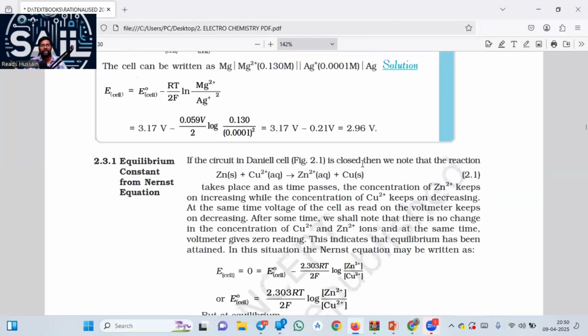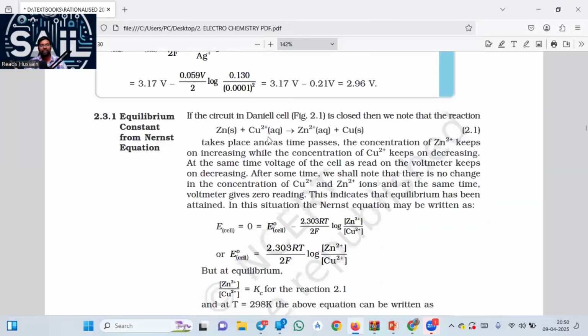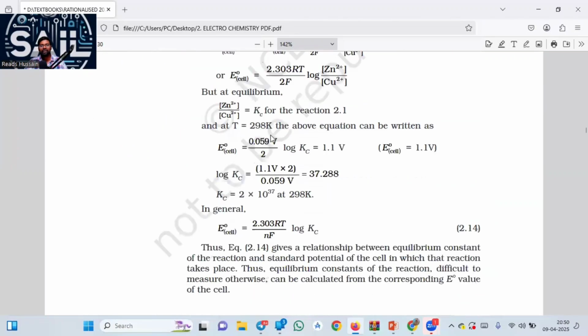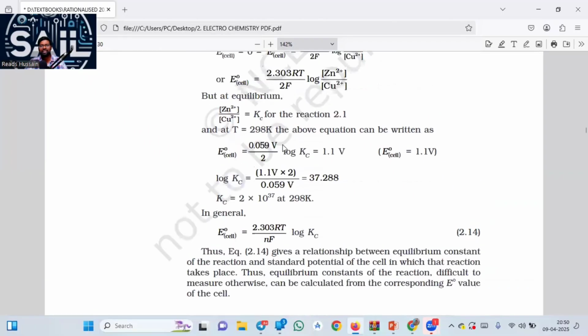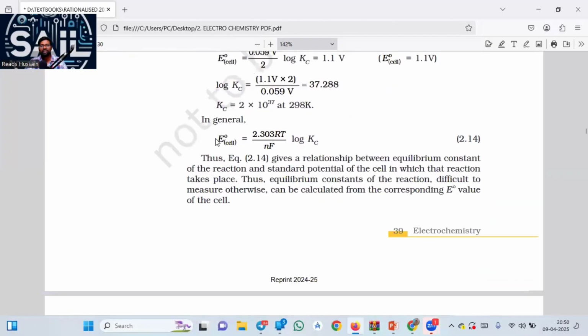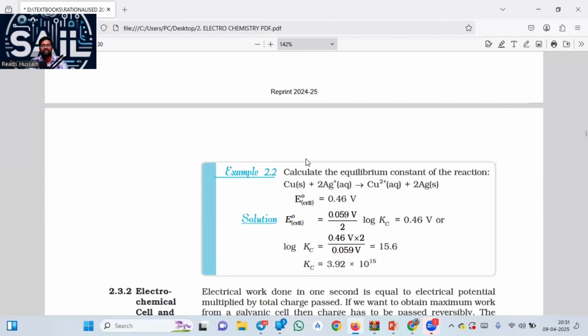Nernst equation. Now come to the next topic, which we also discussed, and all these formulas you have to remember. This is the relationship between standard electrode potential and equilibrium constant Kc. E naught cell is equal to 2.303 RT by nF log Kc. You might have noted down all these formulas in a previous class, so you should know all these formulas.